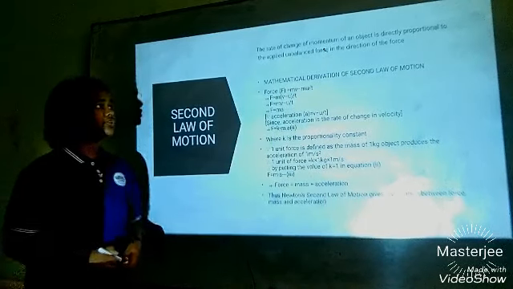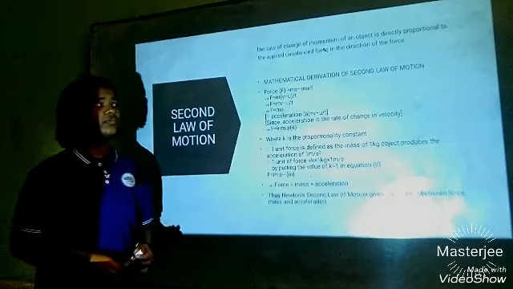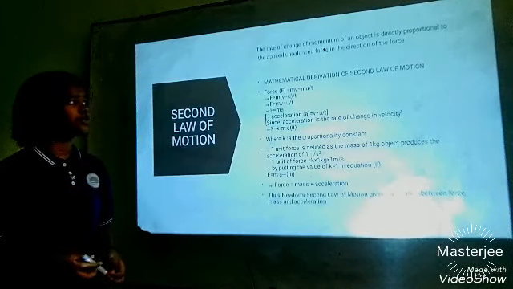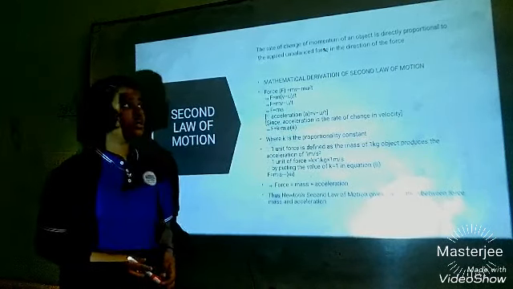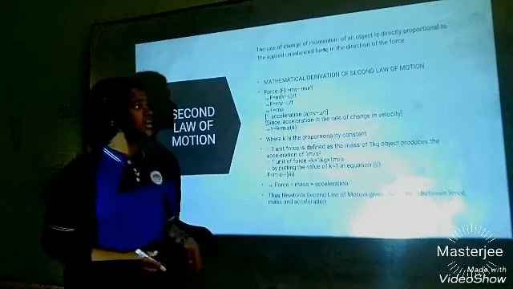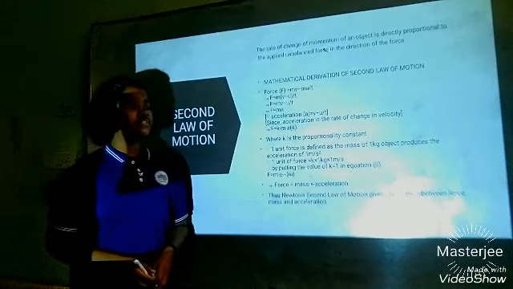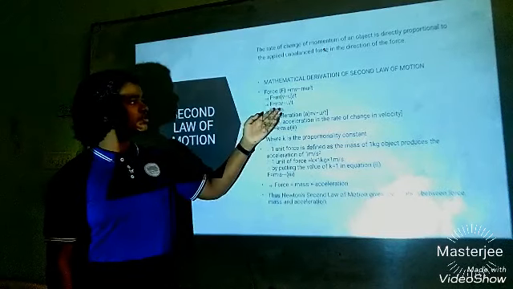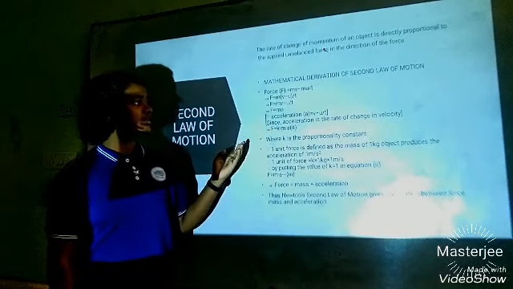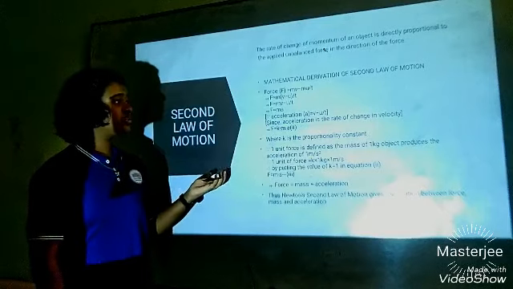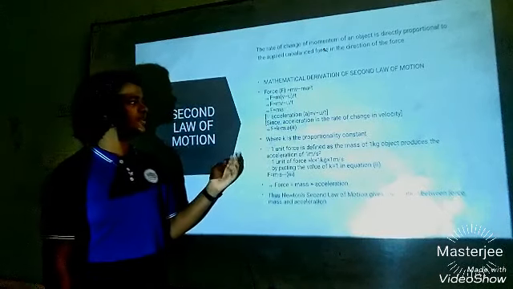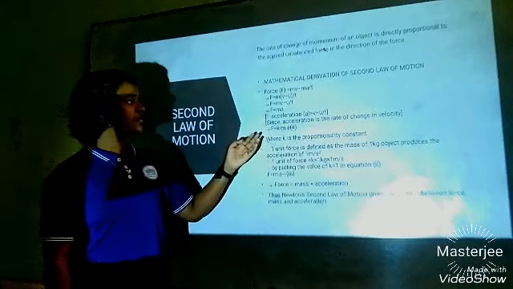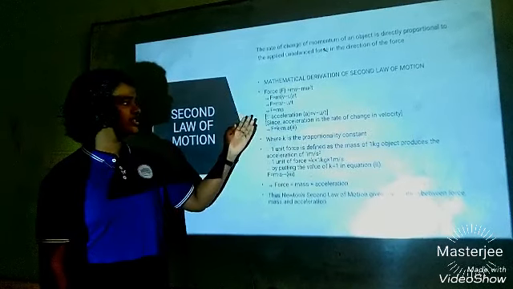Newton's second law of motion. The rate of change of momentum of an object is directly proportional to the applied unbalanced force in the direction of the force. Mathematical derivation of second law of motion. Force is directly proportional to mass into velocity minus mass into initial velocity by time. Force is directly proportional to mass into (v minus u) by t.